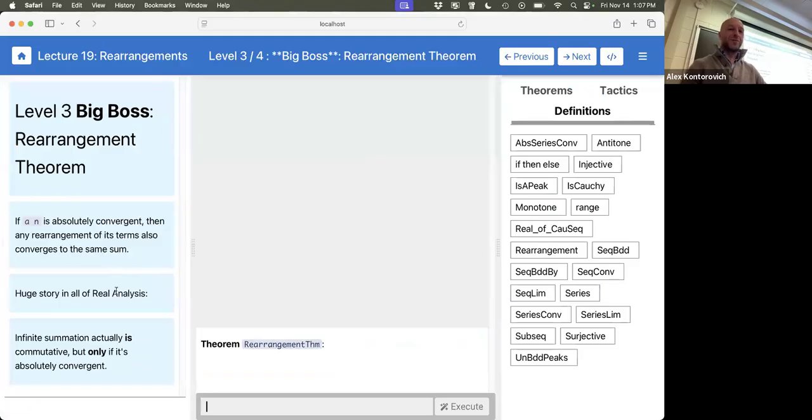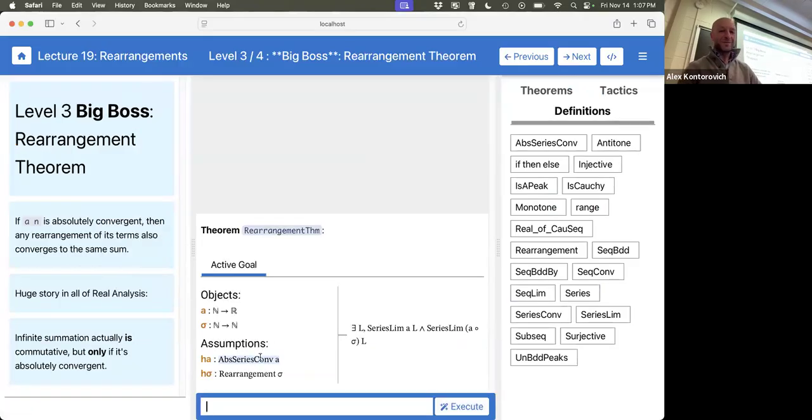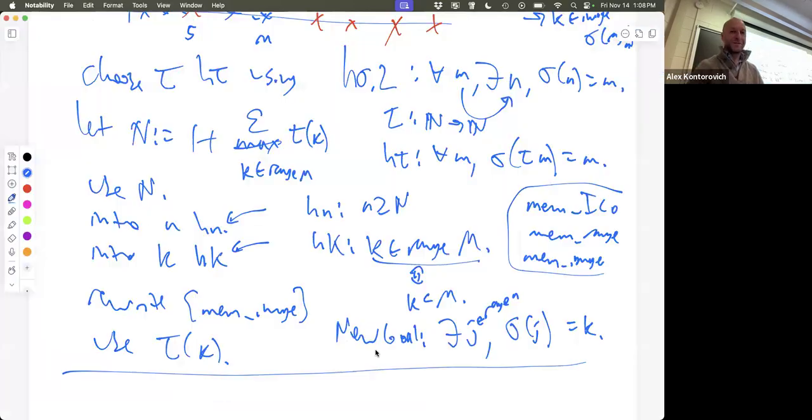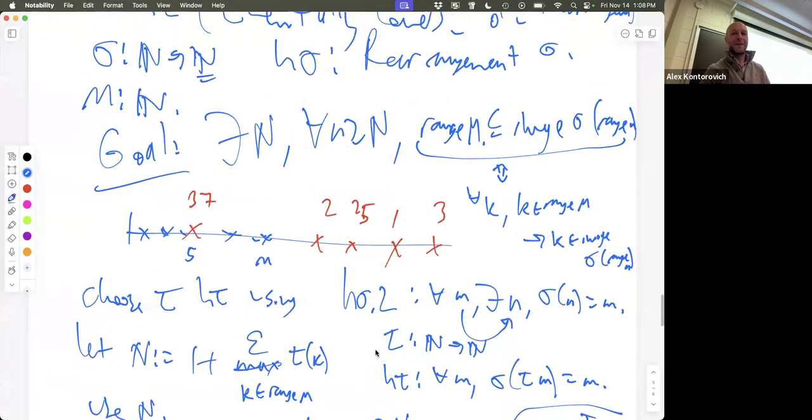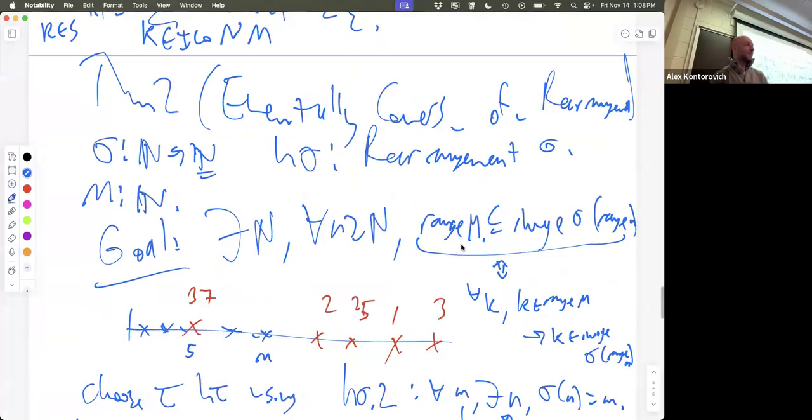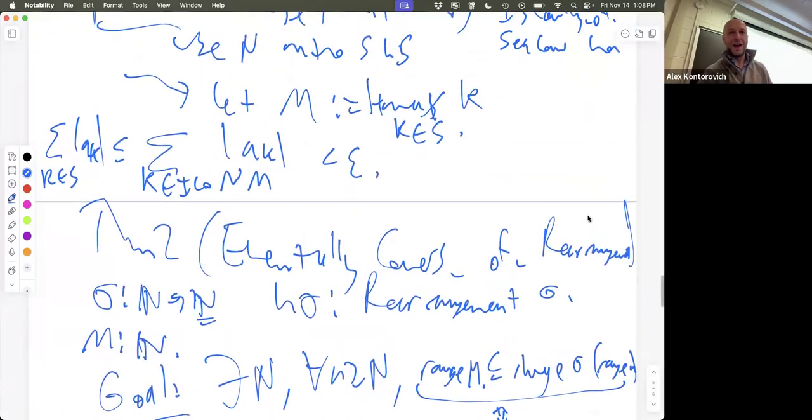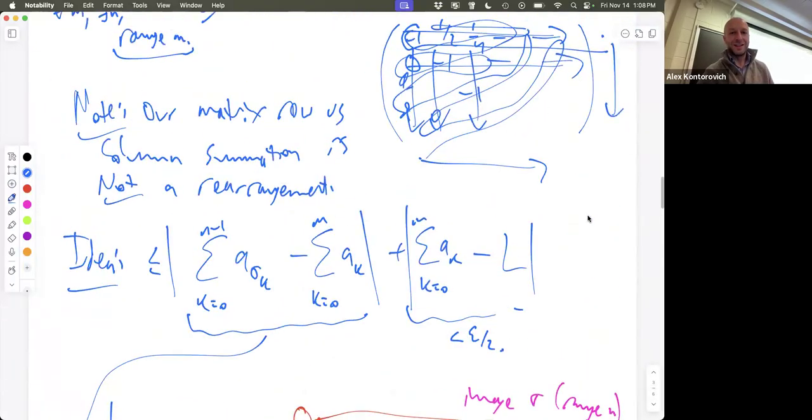So here's the first rearrangement theorem. If you have an absolutely convergent series, this is exactly what we were talking about before, and sigma is a rearrangement, then there's an L so that A converges to L and any rearrangement converges to L. And now I think you can smell exactly what these things we're supposed to set up. The first says you take M large enough.